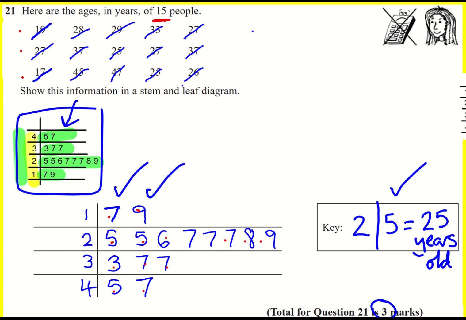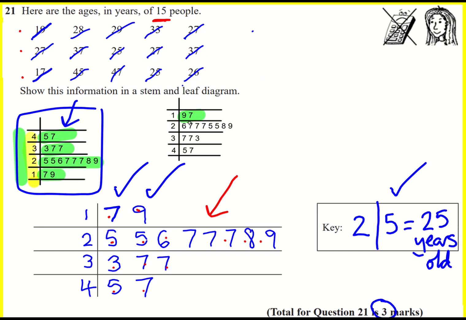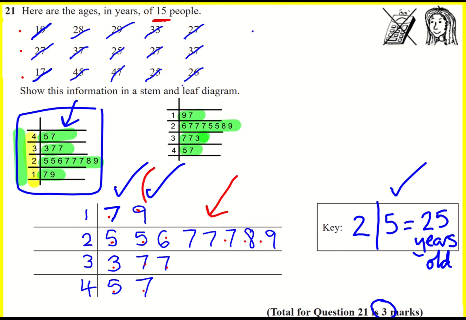If you make an error anywhere in the leaves, you would obviously lose a mark, and you would only get 1 out of the 2 marks for your stem and leaf. So this is an unordered stem and leaf where the leaves are not in ascending order, so they're all jumbled up here. They're not going from smallest to biggest. That's an unordered stem and leaf, and you would only get 1 of these 2 marks if you did this. If you did the key, you would get the 2nd mark, but you wouldn't get the 3rd. Okay, well done.